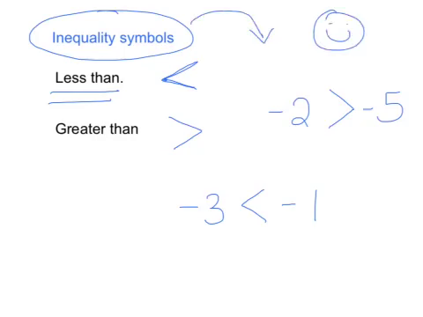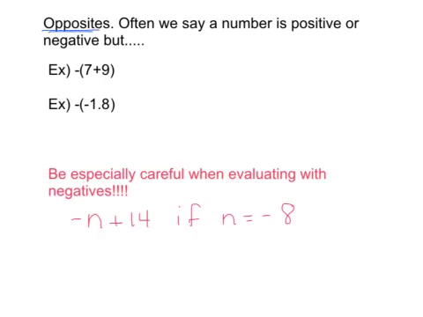Opposites. Now, opposites, we often say a number is positive or negative, but I also like to think about it with the word opposite. Because if I put a negative in front of a number, that means I want the opposite. I'm doing an opposite operation. For example, I want the opposite of 7 plus 9. Okay, so the opposite of 7 plus 9 would be negative 16. 7 plus 9 is 16. Negative in front of it is going to make it its opposite.